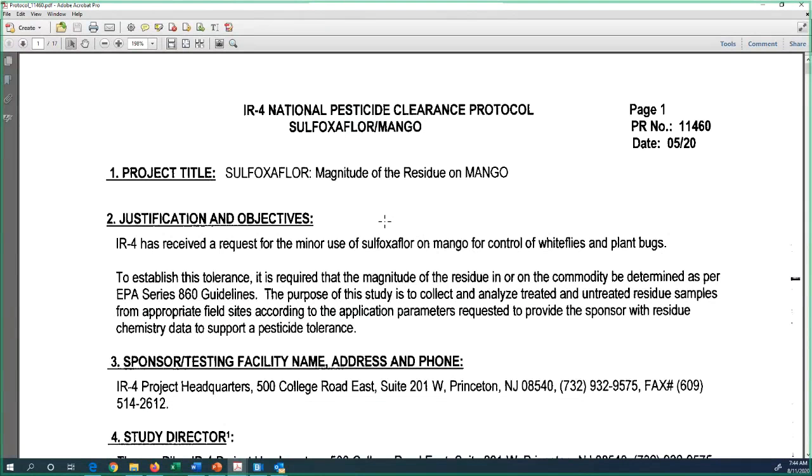And the address is ir4project.org. Then you click food crop. You will find a database there. Then you just search any PR number. For example, in this case, you search this PR number, and you will find all the related protocols. I'm sure it's easy to use, easy to find, but you need to go to the right protocol.